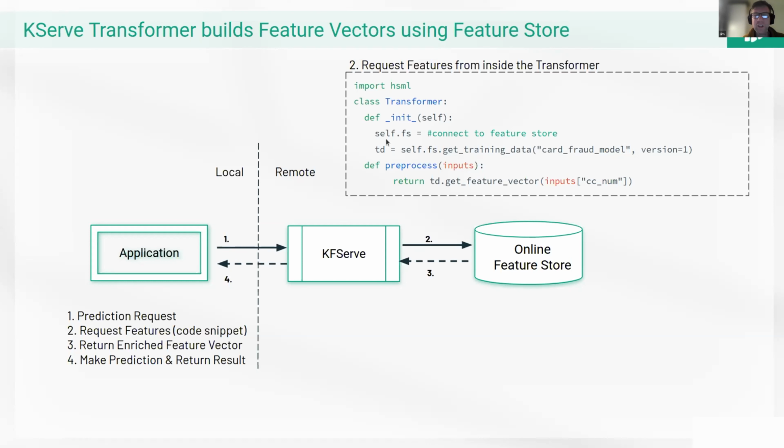You can see there's an initialization step to the transformer as well. So rather than have to set up a connection to the feature store every time a request comes in to the transformer, we can set that up when the transformer starts so that it has a persistent connection to the online feature store. So this is step 3, where the feature store returns the enriched feature vector with all of the features we added to the credit card number. And that Python, or it could be a NumPy array, that's returned is sent to the scikit-learn model to make the prediction, and then the result is finally returned to the application. So that's plugging the transformer in KServe into the feature store.